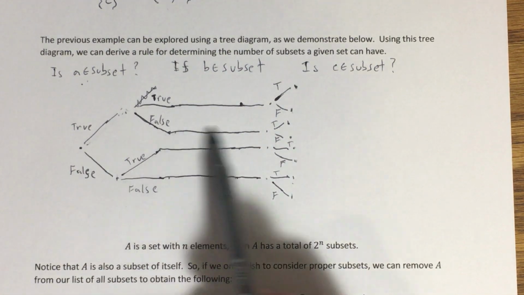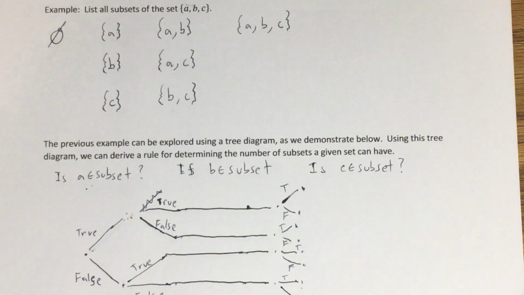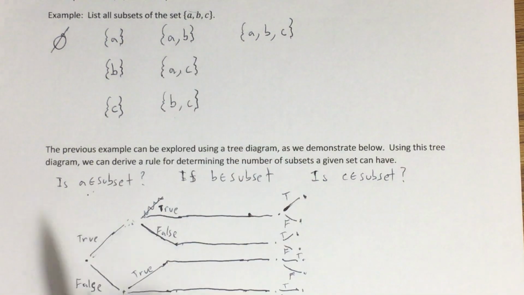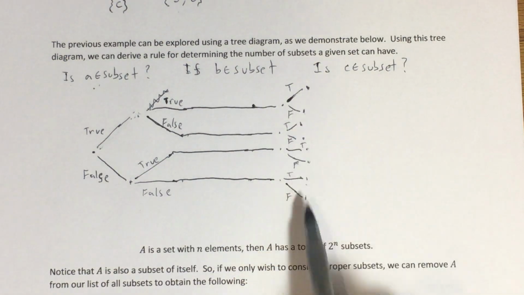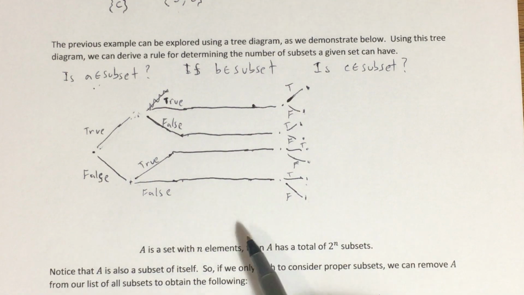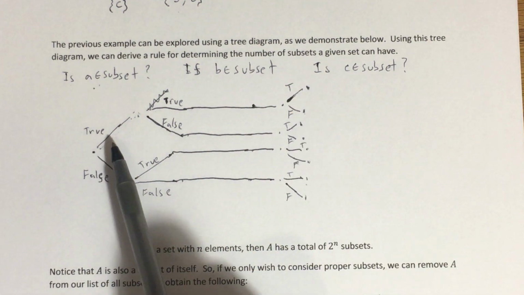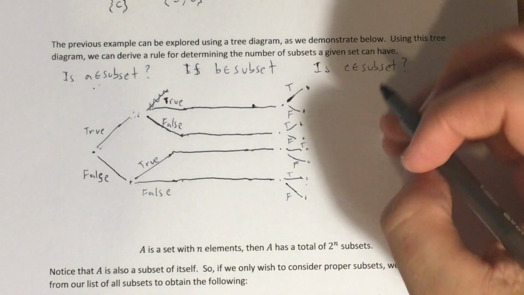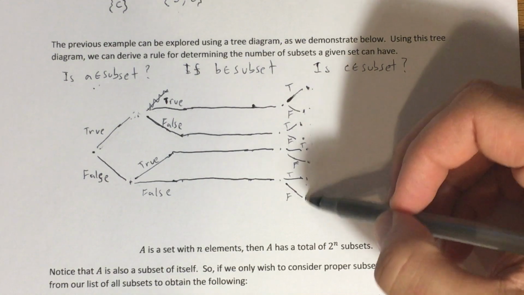So this path on our tree is a visual representation of this subset, right? That branch of the tree corresponds to this subset right here. And so the number of different paths from this point to any of these points is going to be the same as the number of subsets of my set ABC. Okay? Now, how many endpoints did I have here? Well, I have 8.